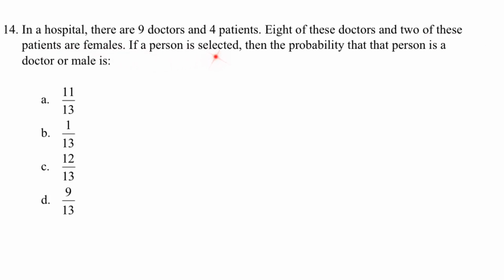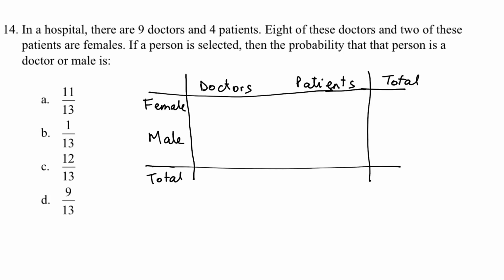If a person is selected, then the probability that the person is a doctor or male is. We'll make a table and we will then see the probability. So here is the table. We have doctors, patients, females, and the other one will be male.